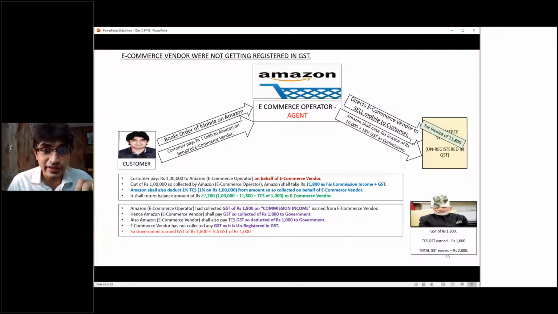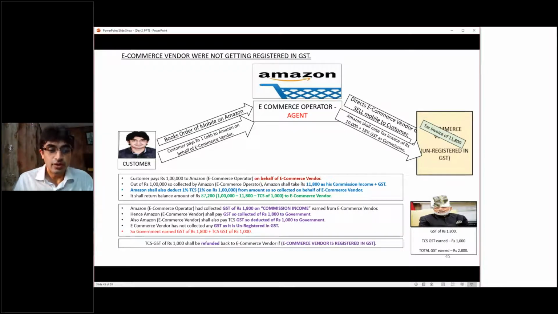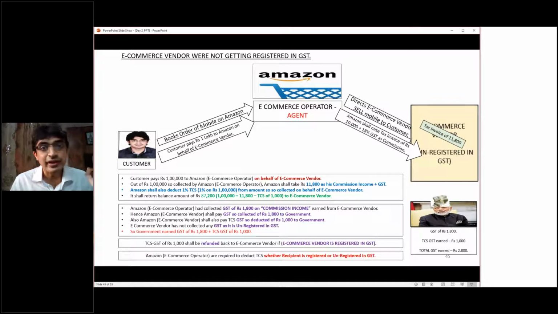TDS is applicable when I have a contract with the government or a PSU and the value is above 2,50,000. For TCS, when I am registered on Amazon, Flipkart, Myntra, or Swiggy, all those e-commerce operators, they will deduct my 1% TCS. Clear? So these are all the ways by which a vendor will get registered in GST. Clear? This is an excellent point.